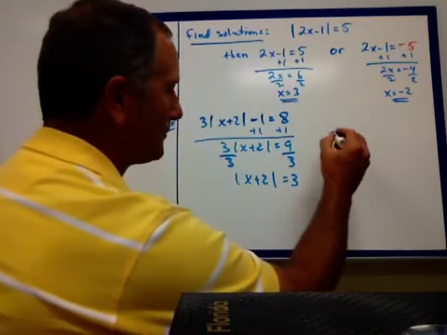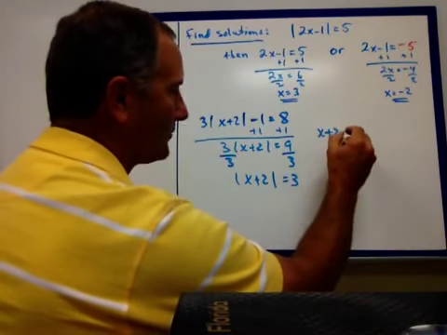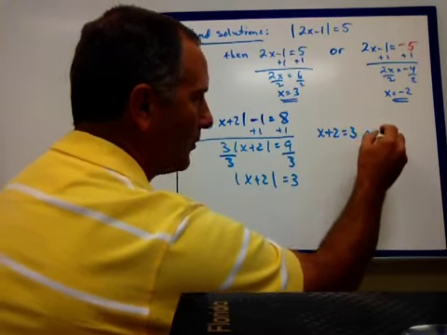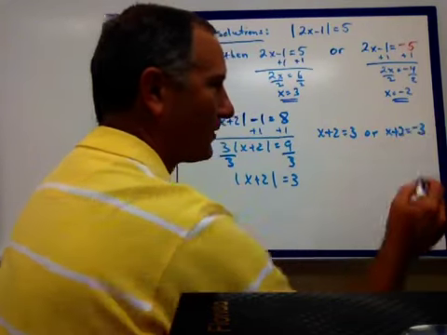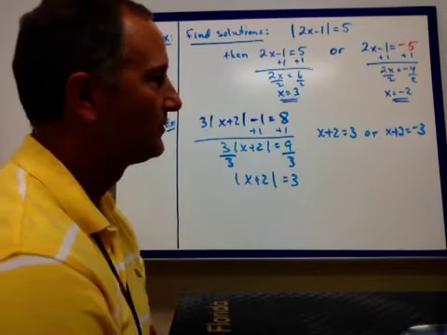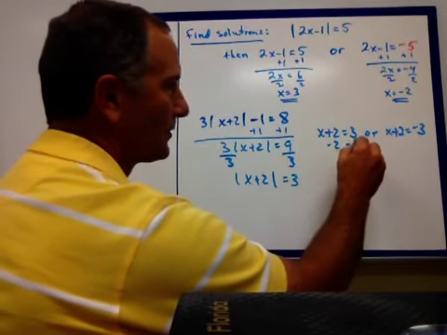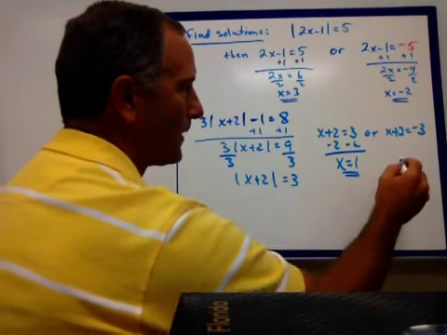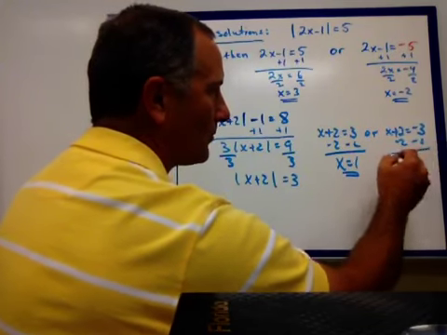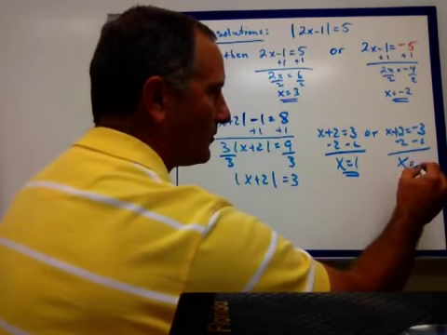Now set the two problems up. X plus 2 could equal 3, or x plus 2 equals negative 3. And then solve them like you've been solving them. Subtract the 2. X is equal to 1. Subtract the 2. Negative 3 minus 2 is negative 5.